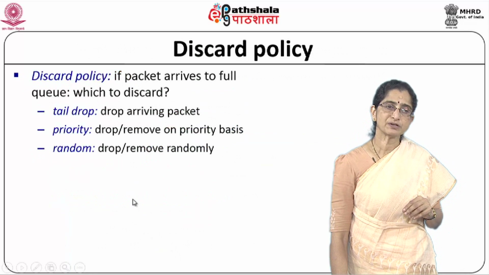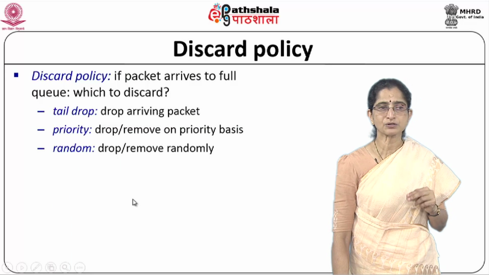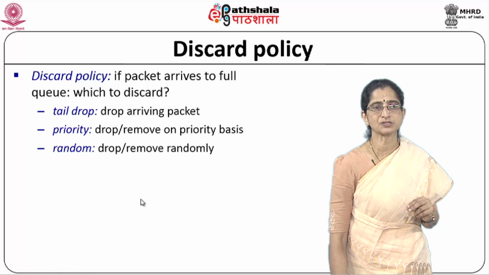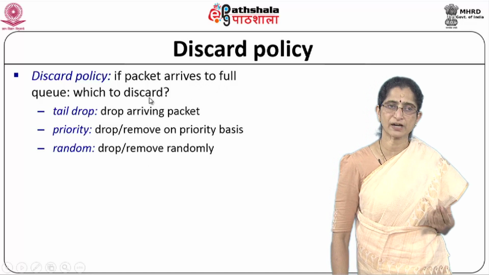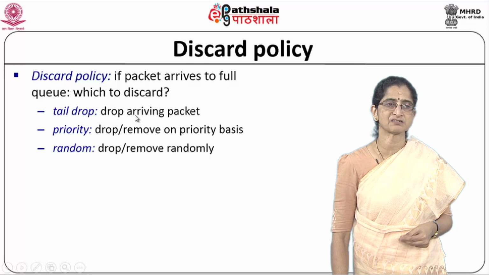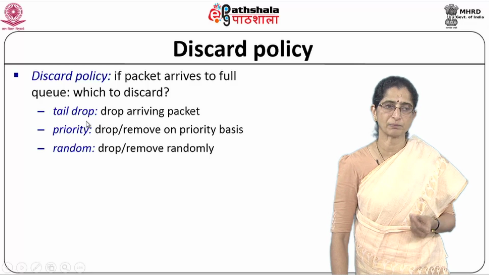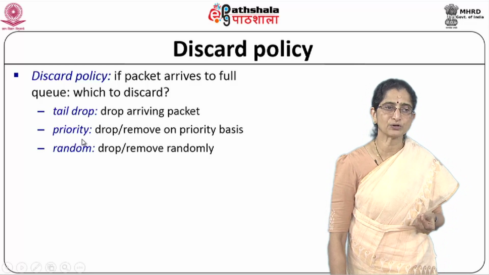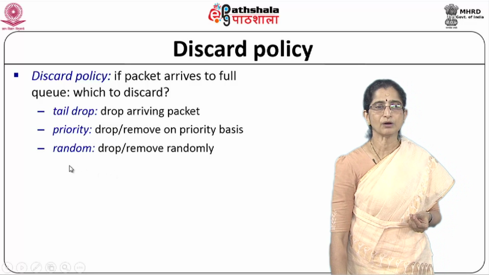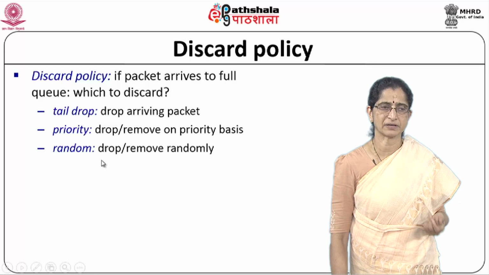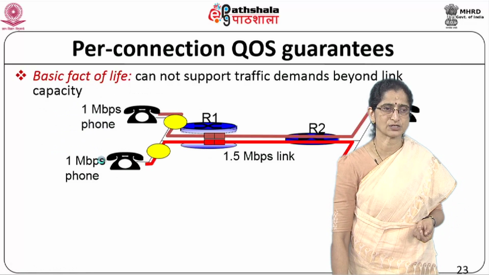When you talk about scheduling, we also talk about the discard policy, which is what happens when a packet arrives at a full queue. Which packet do we discard? Do I drop the packet just arriving, which is called a tail drop mechanism, or do I drop or remove based on some priority class, or at random? There are different mechanisms used here as well, so that also has to be considered.